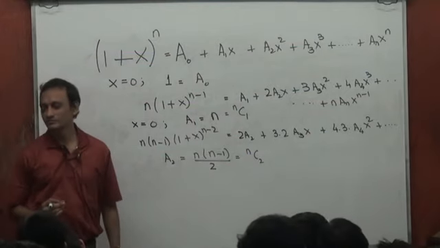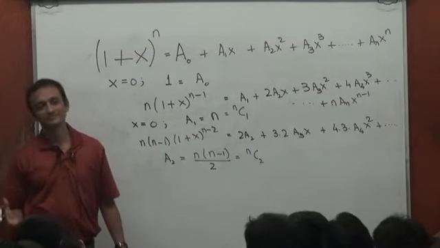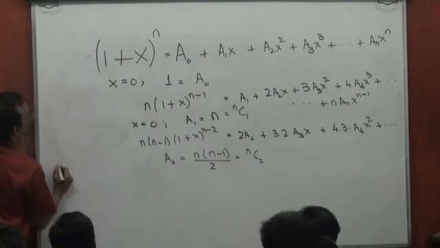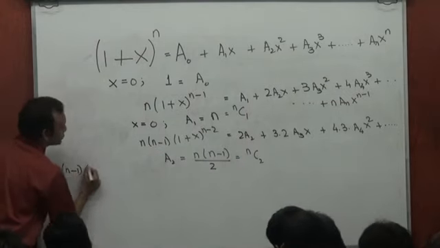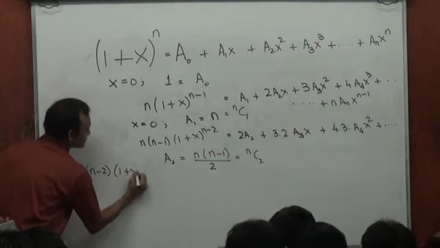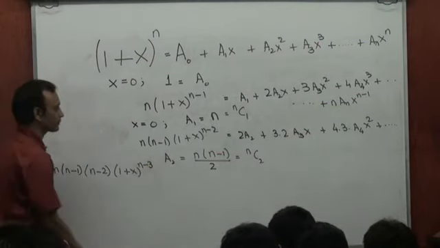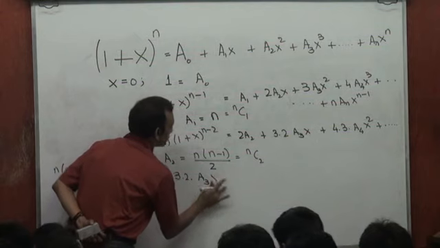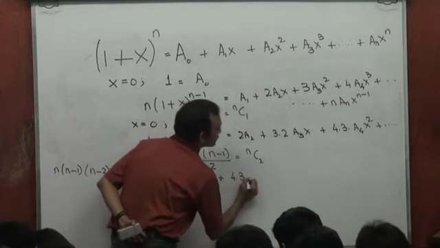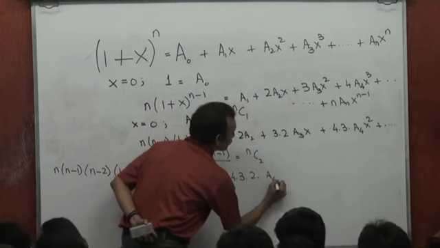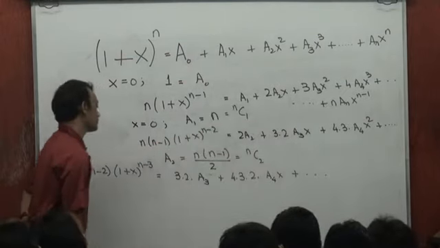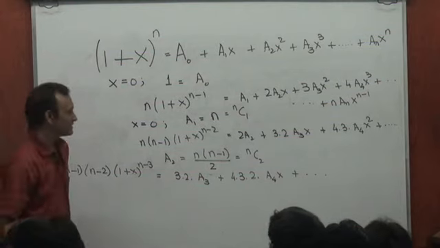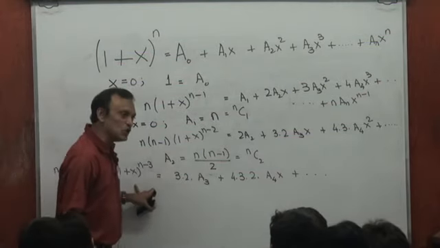Now a3. So now differentiate. If I differentiate yet another time, I get n into (n minus 1) into (n minus 2) into (1 plus x) power (n minus 3). That's equal to 3 into 2 into a3 plus 4 into 3 into 2 into a4 into x and so on and so forth. So a3 is ready to be exposed, right? Expose a3 completely, put x equal to 0 again.